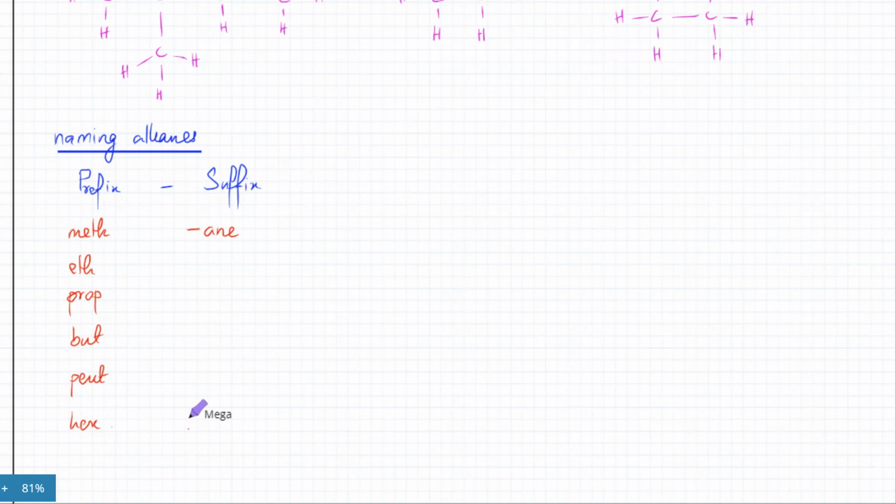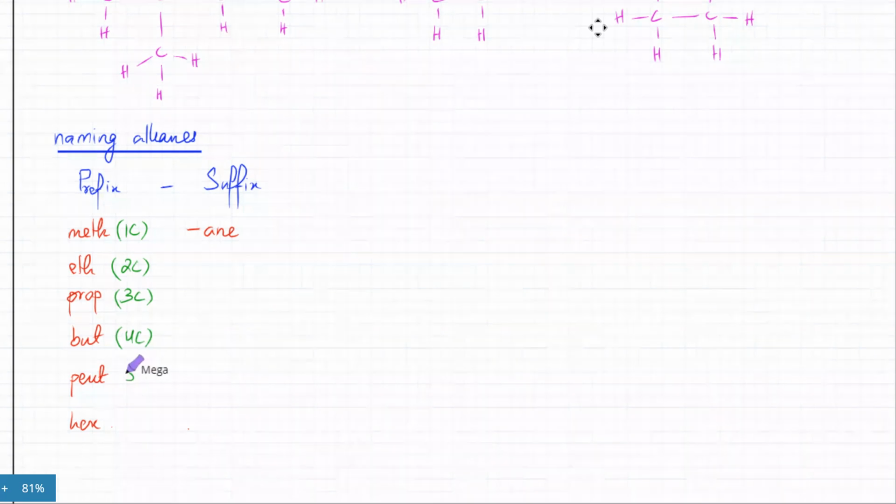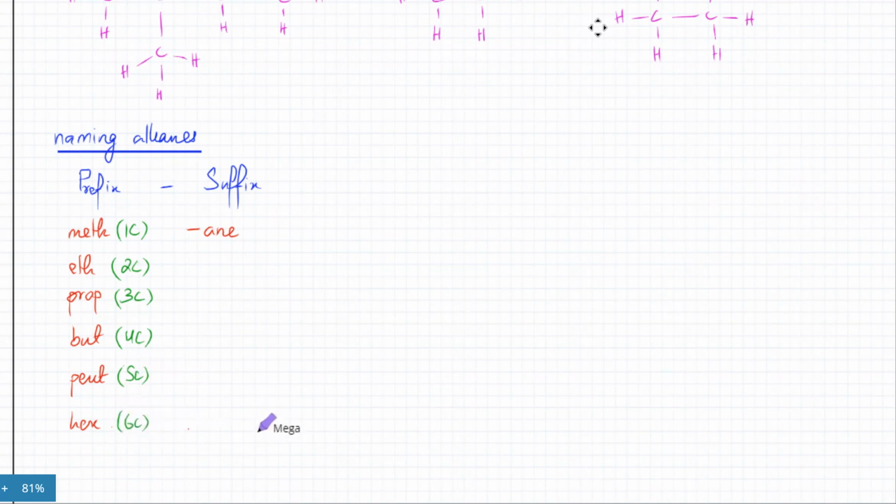So every organic molecule would be named in this way. It's going to have a prefix, and it's going to have a suffix as well. The prefix represents the number of carbon atoms. Meth means 1 carbon atom. Eth means 2 carbon atoms. Prop means 3 carbon atoms. But is 4 carbon atoms. Pent is 5. And you've got hex, which is 6 carbon atoms, and so on. There are other prefixes as well, but you just have to remember the first four or 5. At best, you should remember 6.